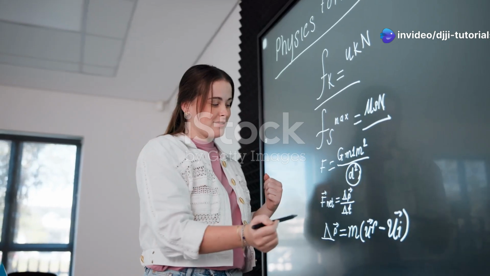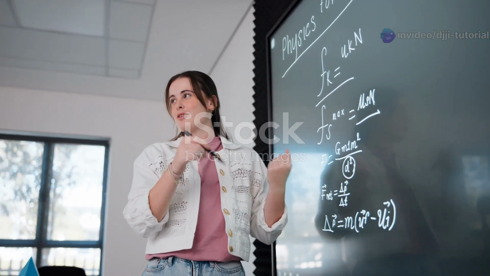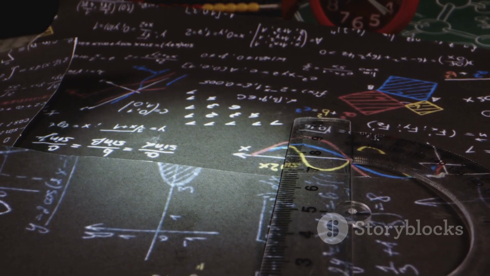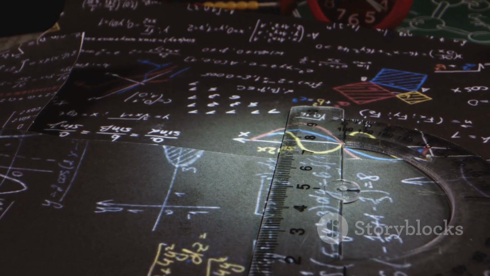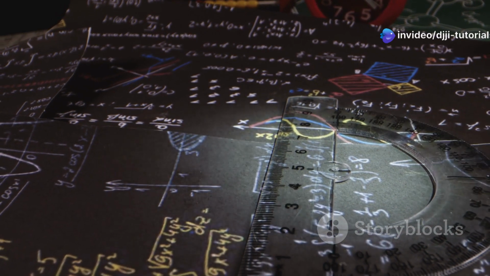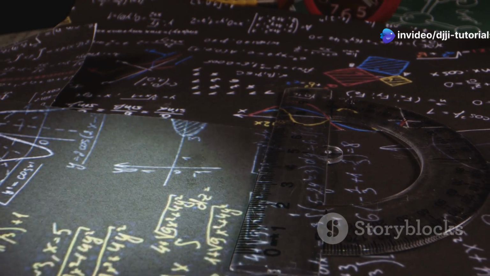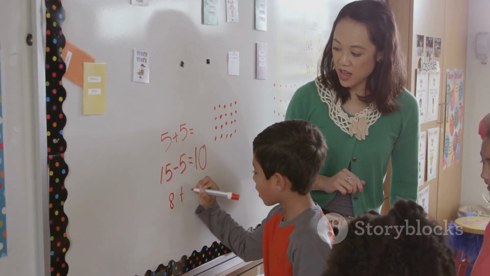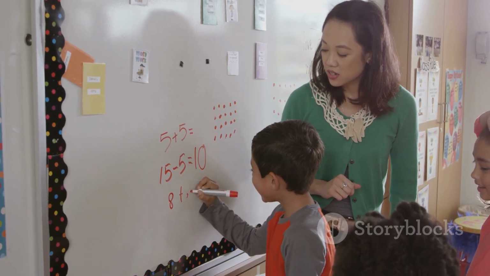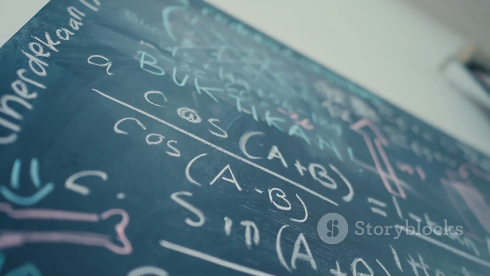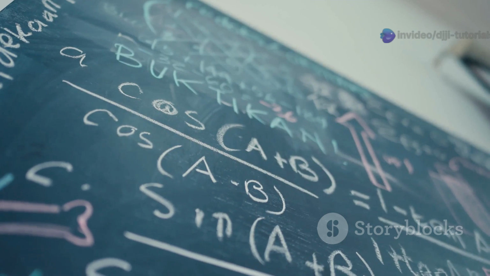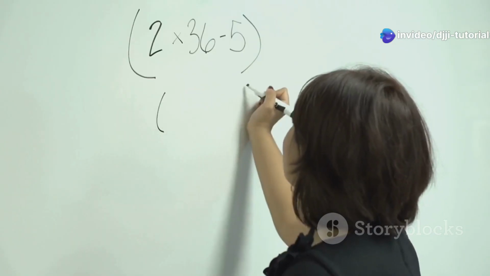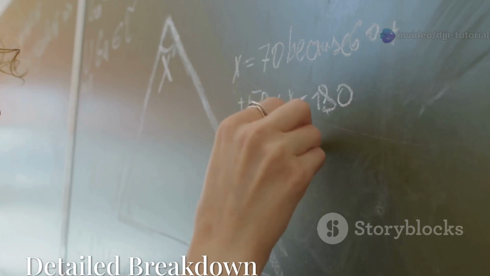Today we're going to be talking about expressions and how to simplify them. In grade 9 math, an expression is a combination of numbers, variables, and mathematical operators like plus, minus, times, and divided by that represents a value or a quantity. Think of it as a mathematical phrase, similar to how a sentence is a phrase in language. Expressions can include terms like variables, which are letters representing unknown values, constants, which are numbers, and coefficients, which are numbers multiplying variables.